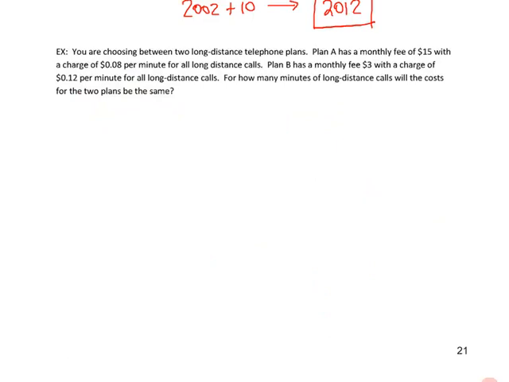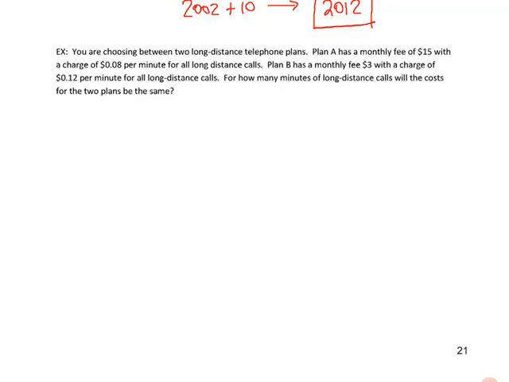In the following example, we are given the following problem. You are choosing between two long-distance telephone plans. Plan A has a monthly fee of $15 with a charge of 8 cents per minute for all long-distance calls. Plan B is $3 monthly charge with 12 cents per minute for long-distance calls. For how many minutes of long-distance calls will the cost of the two plans be the same?